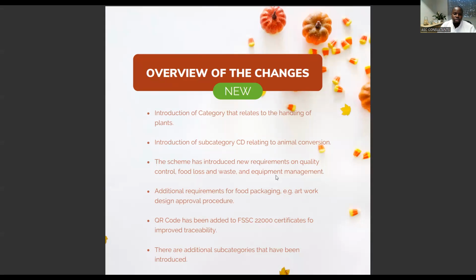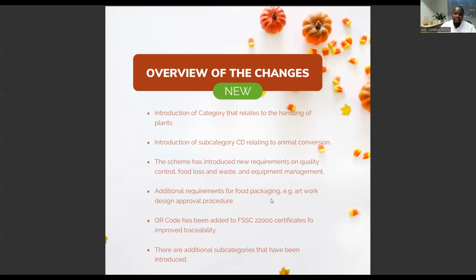So the first one is the introduction of a category that relates to the handling of plants, which previously was not in place. The introduction of subcategory CD relating to animal conversion, and there has been clarity provided by the FSSC 22000 scheme to indicate exactly what that means. The scheme has also introduced new requirements on quality control, food loss and waste, equipment management. You'll see that most other standards like your BRCGS have already introduced this. And for FSSC, it was just about time that they introduced this requirement to align with the GFSI recognized scheme.